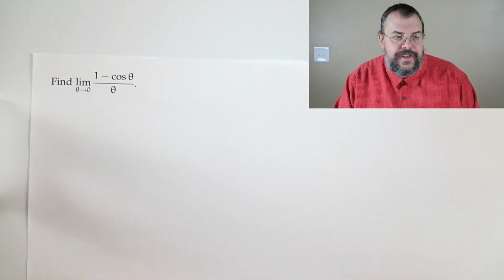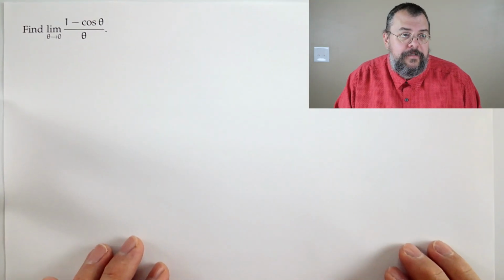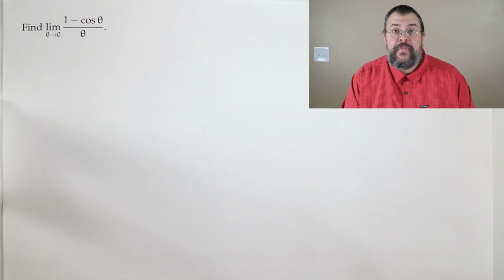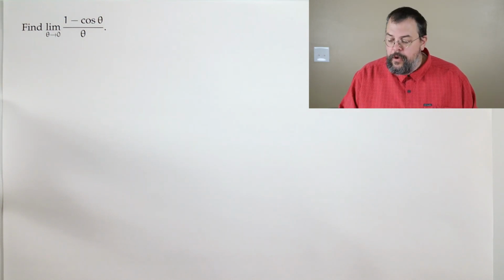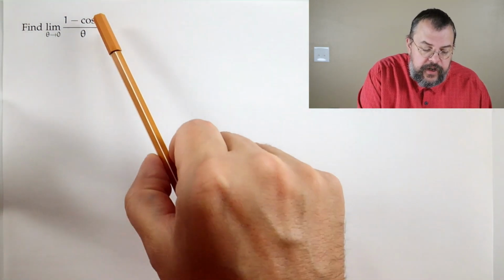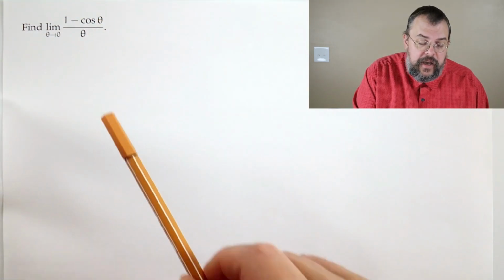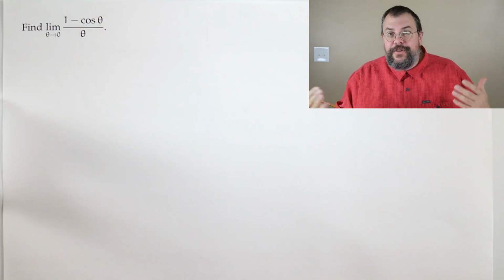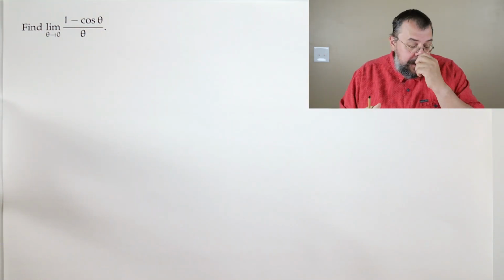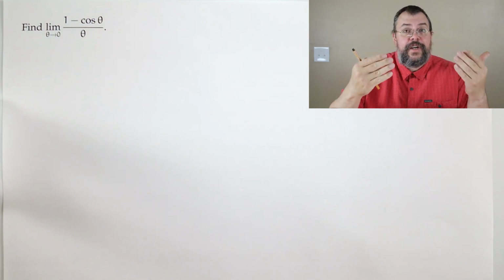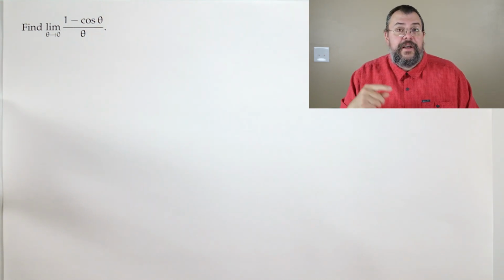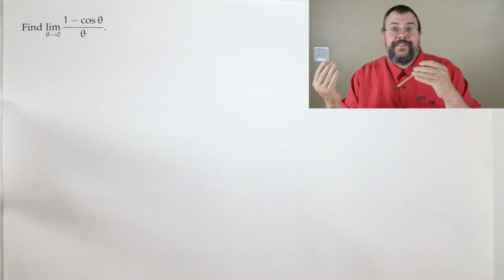Well, now let's dip our toes into some trig. Find the limit as theta goes to 0 of (1 minus cosine theta) over theta. Now, when you see an expression with a trigonometry part, that's cosine, and what I call an algebra part, that's theta, like a polynomial or maybe a square root, you start thinking in the back of your head, there's a bridge. There's something which connects these together.